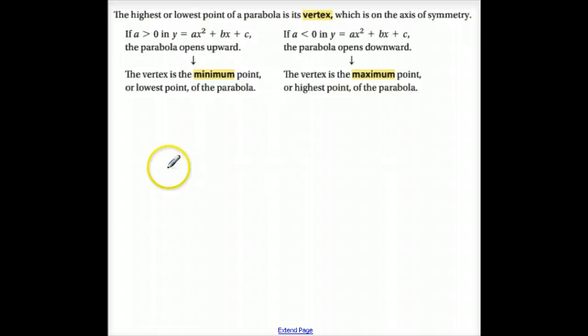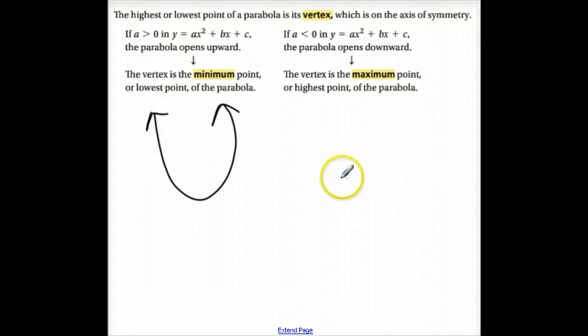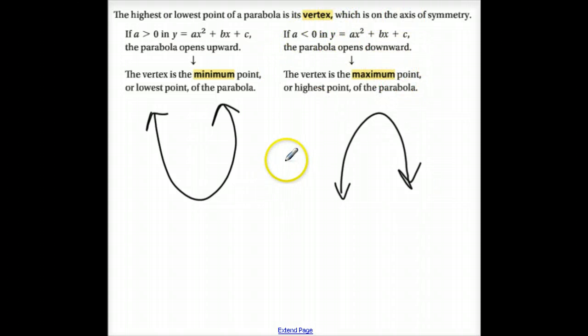And then, a parabola can open up and it can open down. Always draw your arrows to signify which direction it's going. The vertex is the highest or lowest point on the axis of symmetry, meaning right in the middle. So the vertex can either be a minimum, because it's the lowest point, everything goes up, or it can be the maximum, highest point, everything goes down.